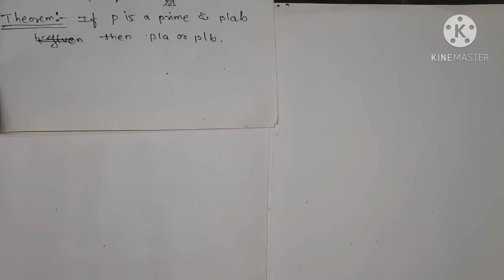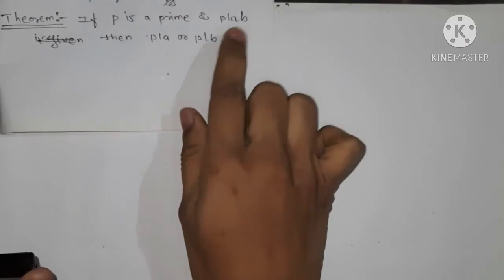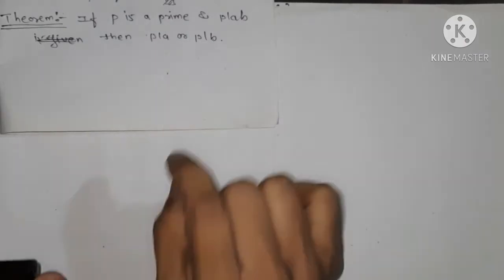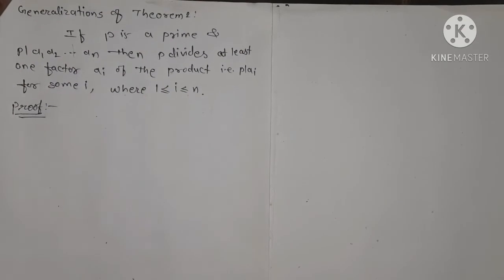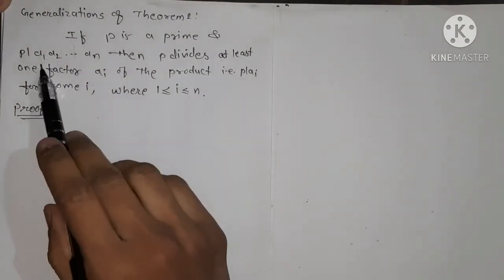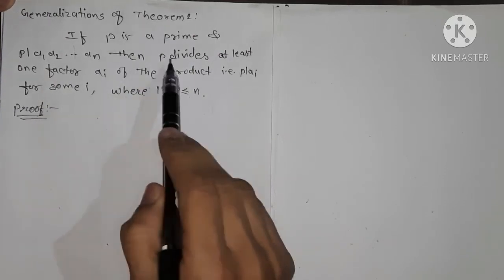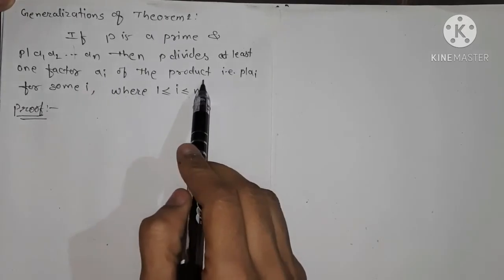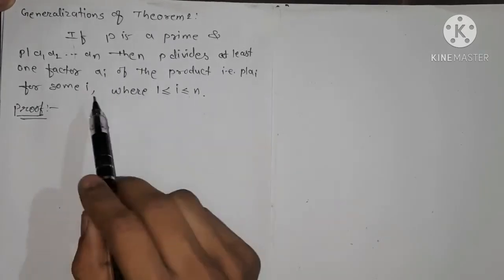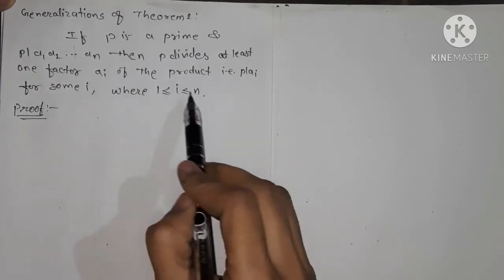Hello student, in our last lecture we have seen that if P is prime and P divides the product AB, then P divides A or P divides B, right? And in this lecture we see the generalization of this theorem, that is, if P is a prime and divides the finite product A1 A2 up to AN, then P divides at least one factor AI of the product, that is, P divides AI for some I where I lies between 1 to n.